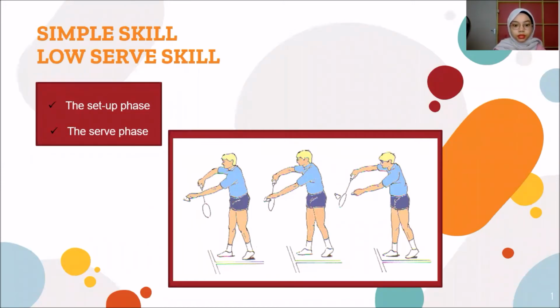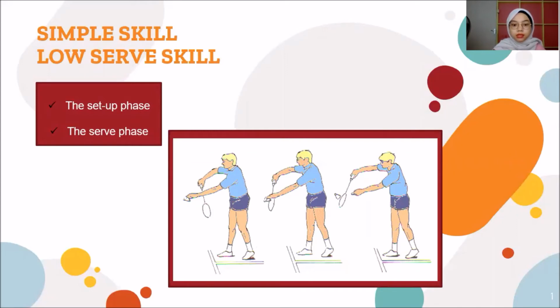As you can see, there are 2 phases: the first is the setup phase, and the second is the serve phase. The setup phase is where we are in a ready position to do the low serve skill. There are 4 steps in the setup phase. The first one is to grip the racket with your dominant hand comfortably and not too tightly.